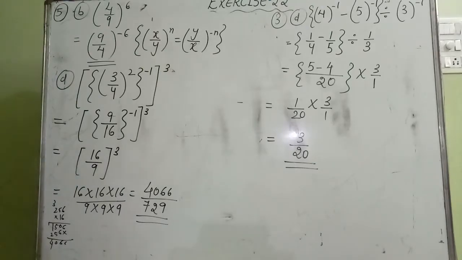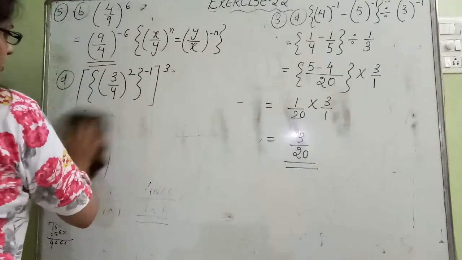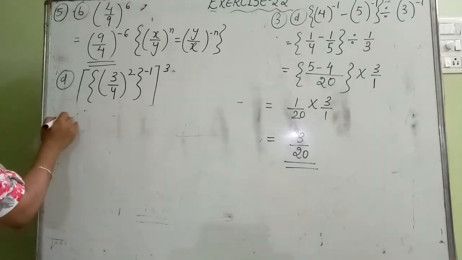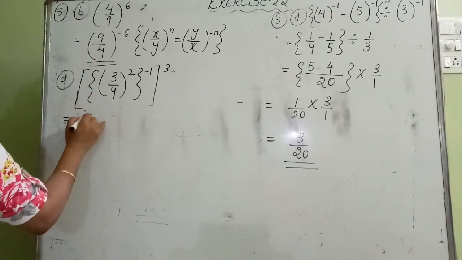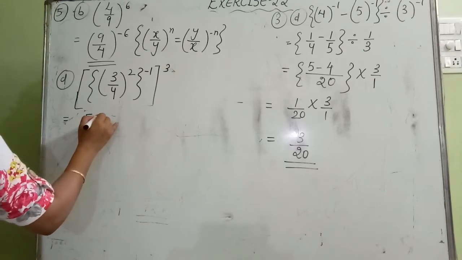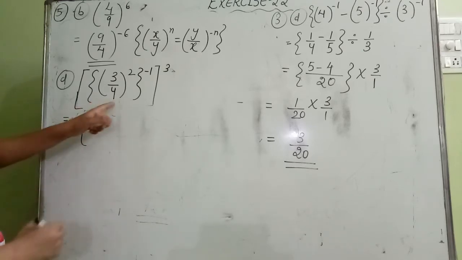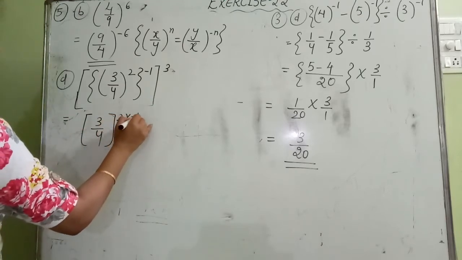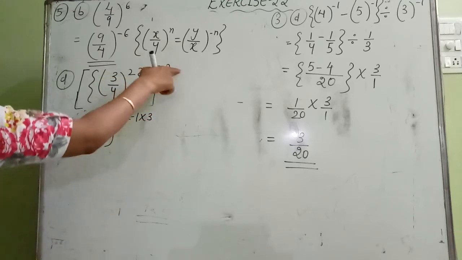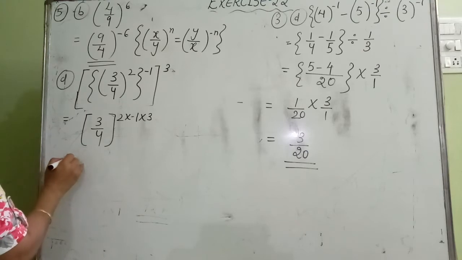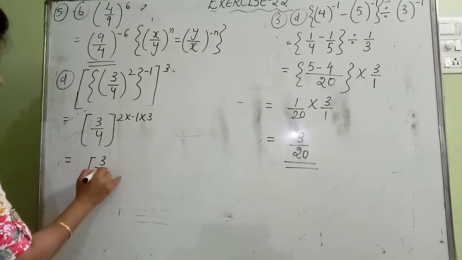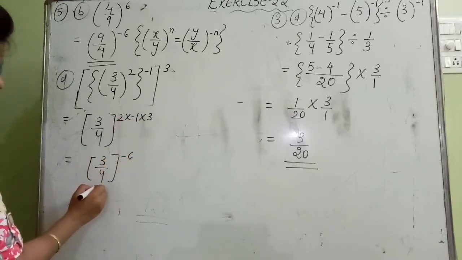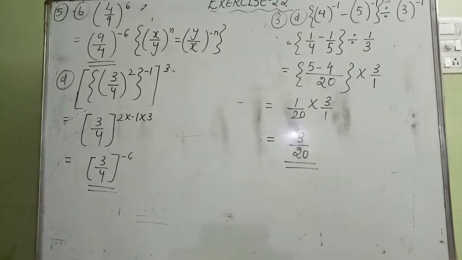We can't solve it since we have to bring the power in the negative exponent. But another method we can apply here. We can write it as 3 by 4 raised to the power 2 into minus 1 into 3. We can multiply the powers also. This will become 3 by 4 raised to the power 2 3s are 6, 6 1s are 6. This will be the answer. This is the easiest way to solve.